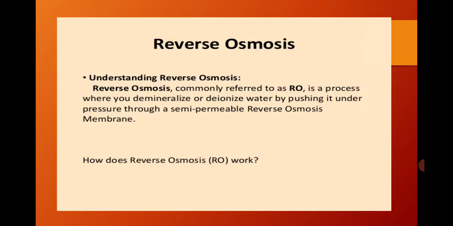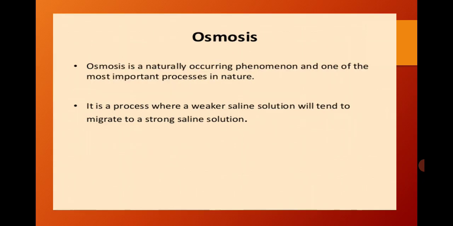Reverse osmosis, commonly referred to as RO, is a process where you demineralize or deionize water by pushing it under pressure through a semi-permeable reverse osmosis membrane. Let us see how it works. Before that, we have to know what is osmosis.